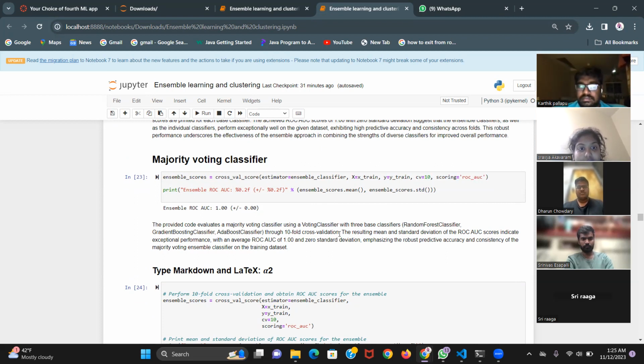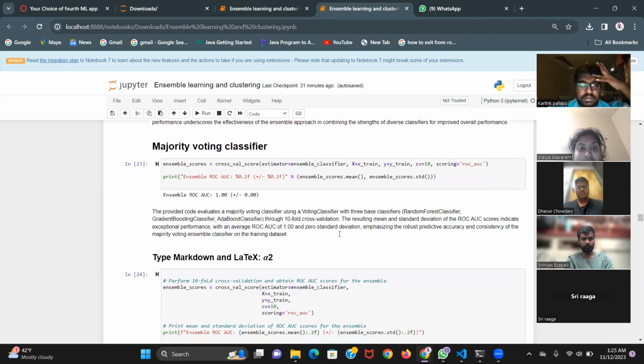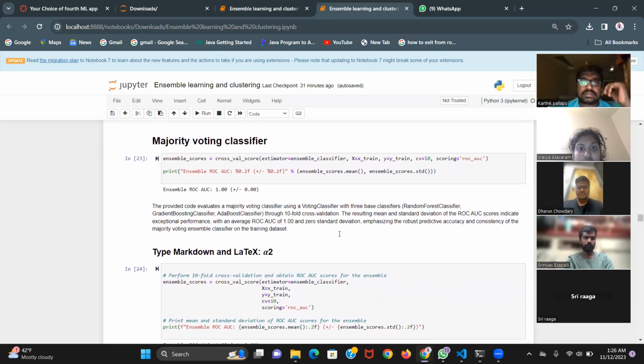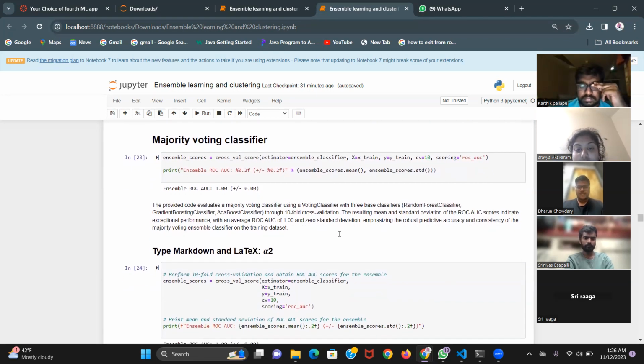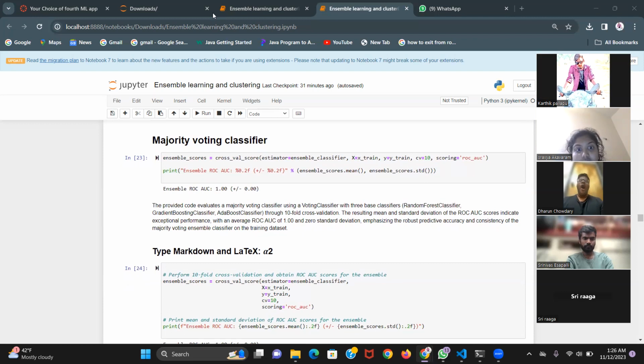Majority voting classifier: the ensemble scores is equal to the cross value score. This code represents the resulting mean and standard deviation of ROC scores that indicate the exceptional performance, with an average ROC of 1 and 0 standard deviation, which reflects the robust predictive accuracy and the consistency of the majority voting ensemble classifier on the training data set.